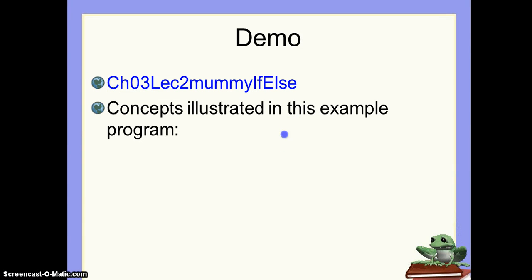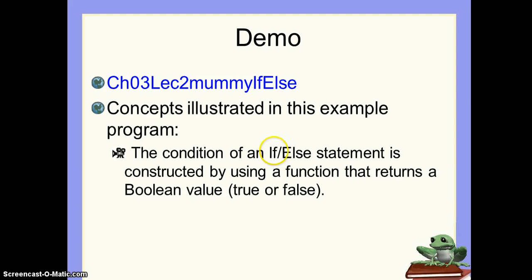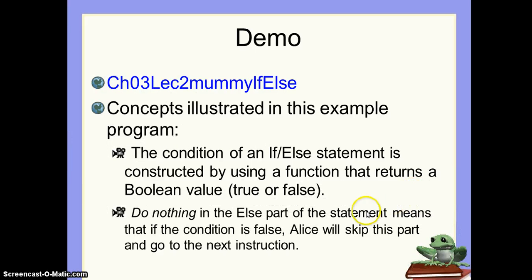Well, I taught you how to drag in a function for the if-then statement, and the function had to be a true-false kind of function, a Boolean function. And also, we talked about how do nothing means that if the condition is false, Alice will skip this part and go to the next instruction. By the way, that could be in the true part as well. You know, if blah, blah, blah, do nothing, that would work as well. It'd be a little bit odd, but you could do it.